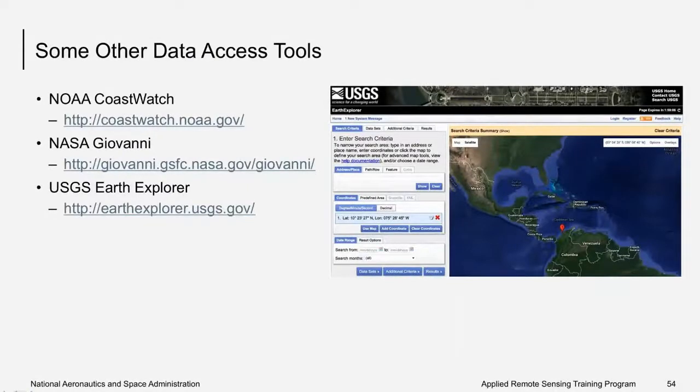There are other data portals out on the web. 3 of them are listed here, and I encourage you to look into them more. The NOAA tool has helpful regional information but also can provide global coverage data. These tools are the NOAA Coastwatch tool, NASA Giovanni, and the USGS Earth Explorer, which I use for accessing Landsat data.